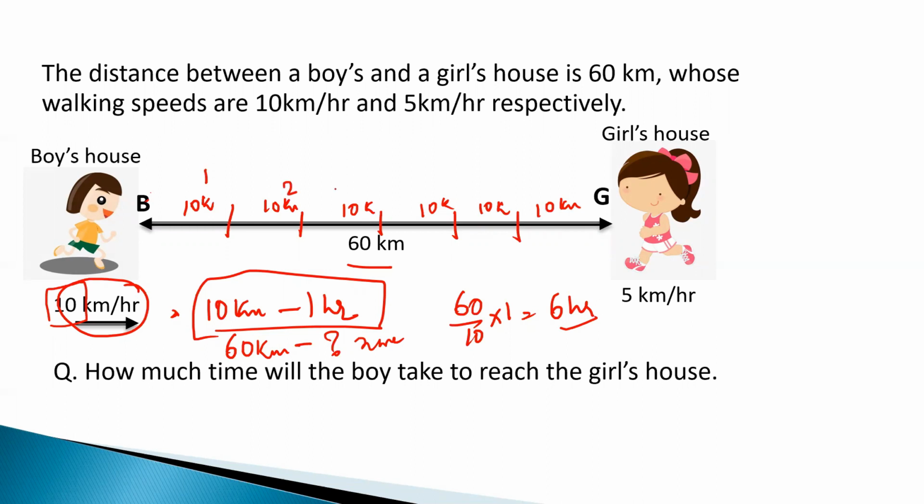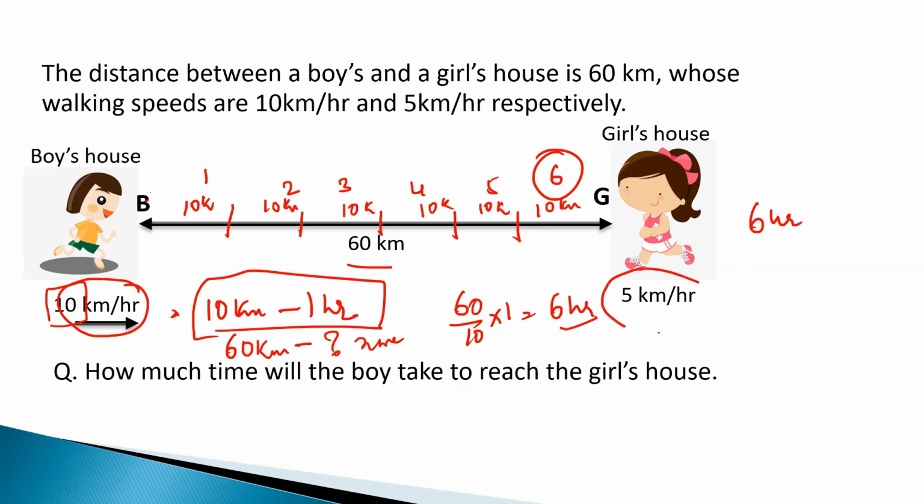So I have 1 hour, 2 hours, 3rd hour, 4th hour, 5th hour, and 6th hour. So in 6 hours of time, the boy will reach the girl's house. If the question is reversed, how much time will the girl take to reach the boy's house?